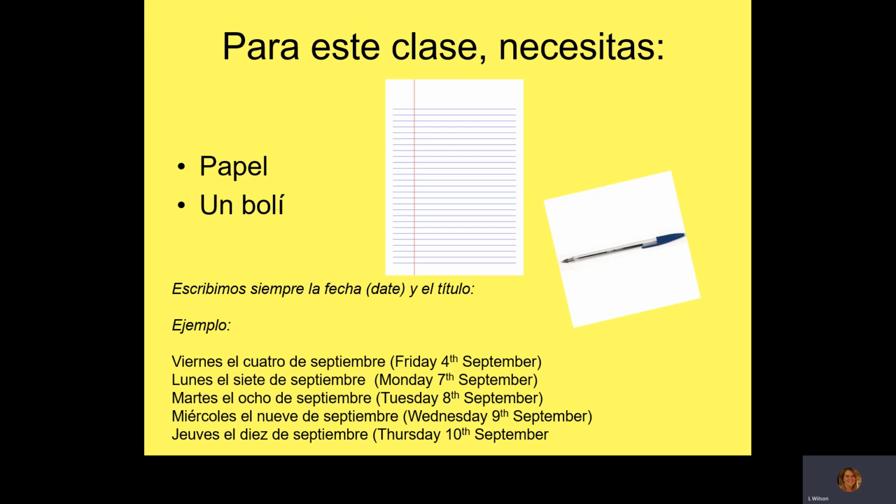So in every class, we will write the date and title in Spanish. So as you can see on the board here, we've got the dates for the lessons that you might be learning now. So here we've got Viernes, el 4 de septiembre.